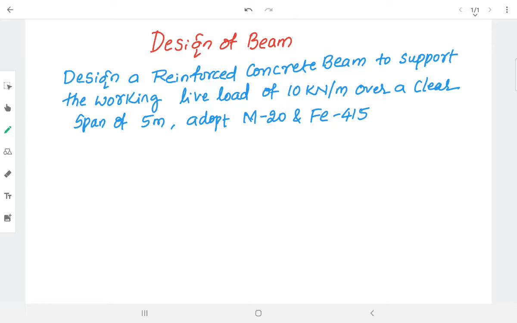Here we'll be designing a beam of size as we required, and the load applied on the beam is 10 kilonewton per meter. Okay, and the span of beam is 5 meter. M20 and Fe415 to be used.